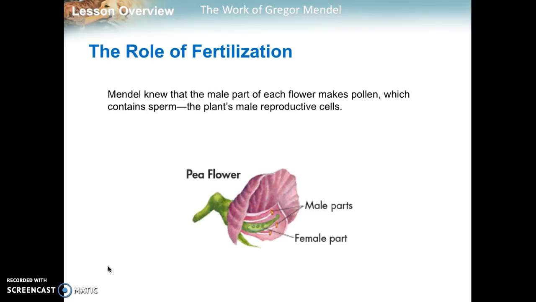So let's take a look at the flower. There's a male part and a female part. The male parts contain pollen. The female parts contain the eggs. So what Mendel did was when he wanted to interbreed the plants, he would remove the male parts.